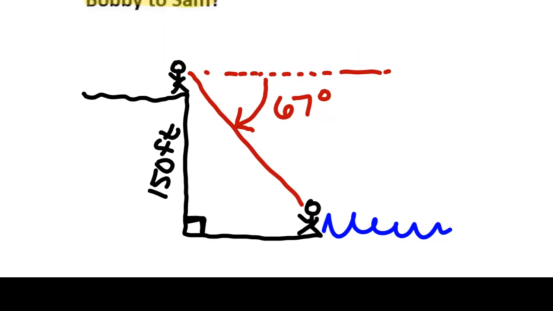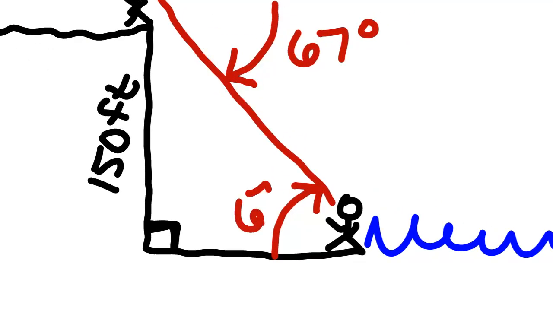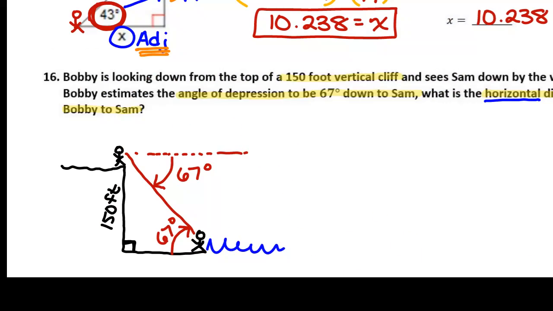And that is exactly the same as the angle of elevation down here by Sam. So this would also be 67 degrees. Those are alternate interior angles. The ground and the line of sight would be parallel. And so those are alternate interior angles.